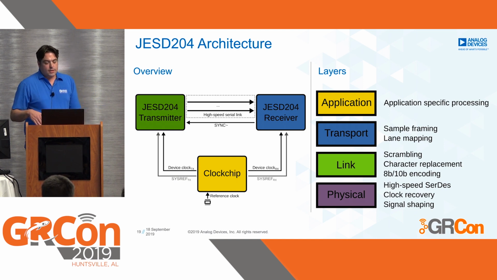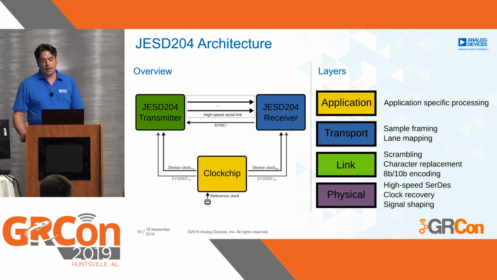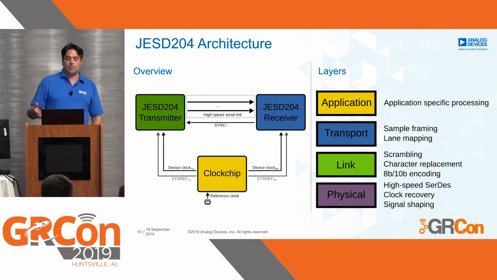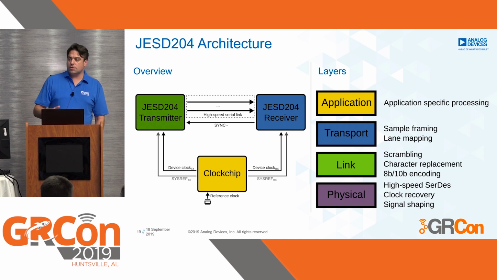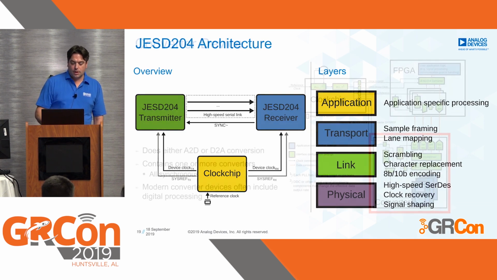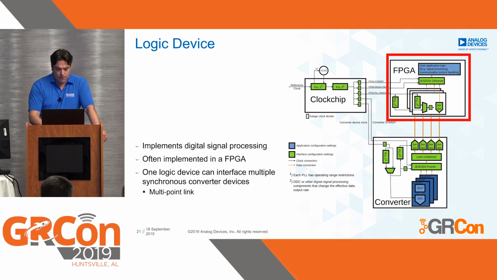So there are multiple layers. There's a physical layer, which describes the high-speed SerDes, the clock recovery, and the signal shaping. A link layer, which has the character replacement and the 8B10B coding, a transport layer that I'm not going to talk about today, and then, of course, there's an application layer. To understand deterministic latency, only the link layer is interesting here. I need to skip a little bit.